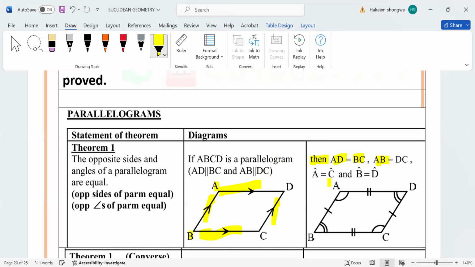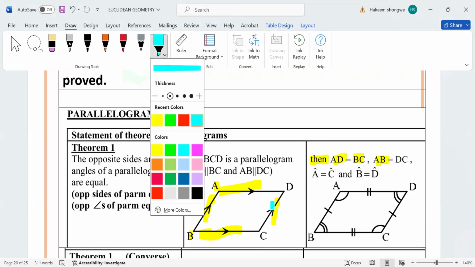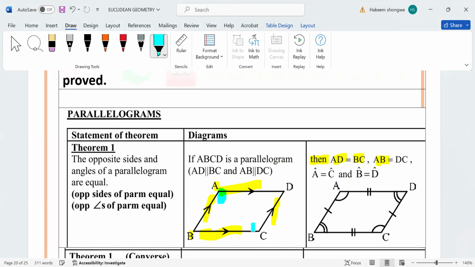And then angle A, you see angle A here, let me use a different color so that you see, this angle here, is going to be equal to angle C, this angle here. And then angle B is going to be equal to angle D. Where does that come from? It comes from the theorem here. If you are given something like this, I have the right to tell them, I know angle A is going to be equal to angle C.